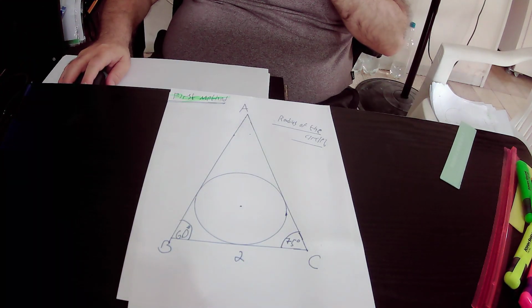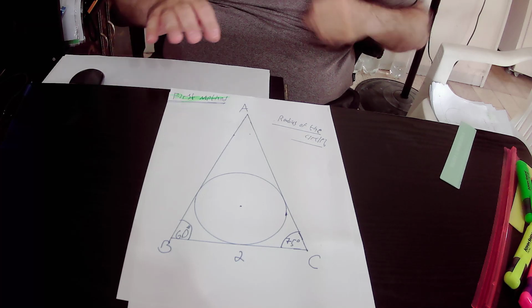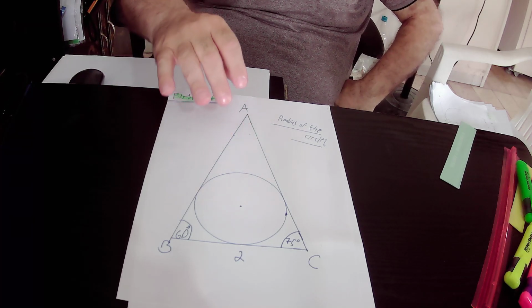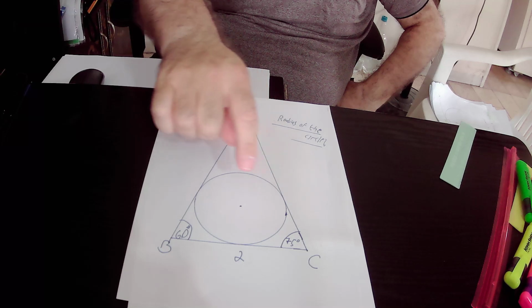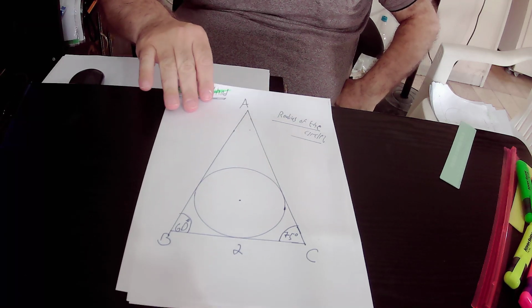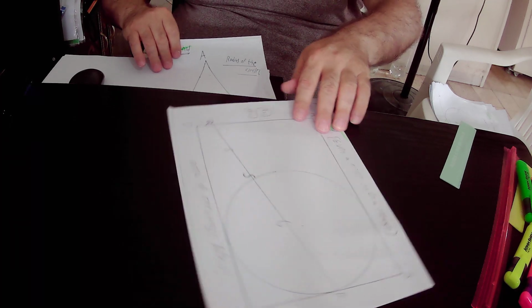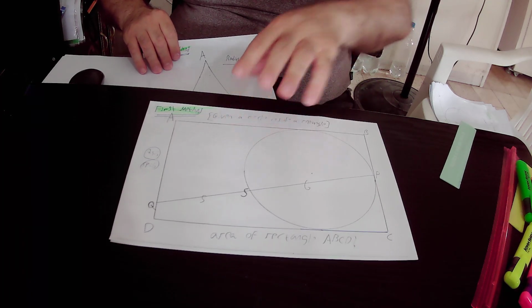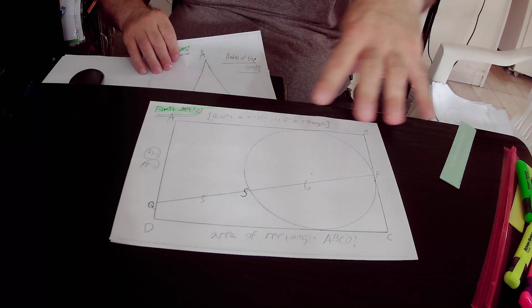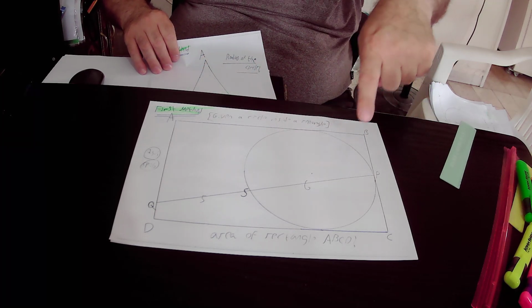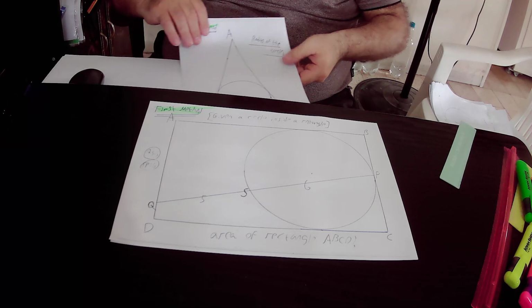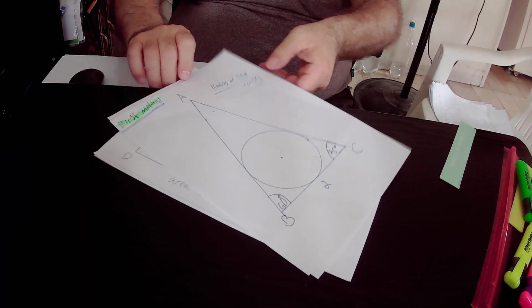Now, in this lecture, we'll answer two questions. In the first question, we'll find out the radius of this circle that is inscribed by triangle ABC, and in the second question, we will find out the area of rectangle ABCD that blocks this circle. So we'll start with the first question.